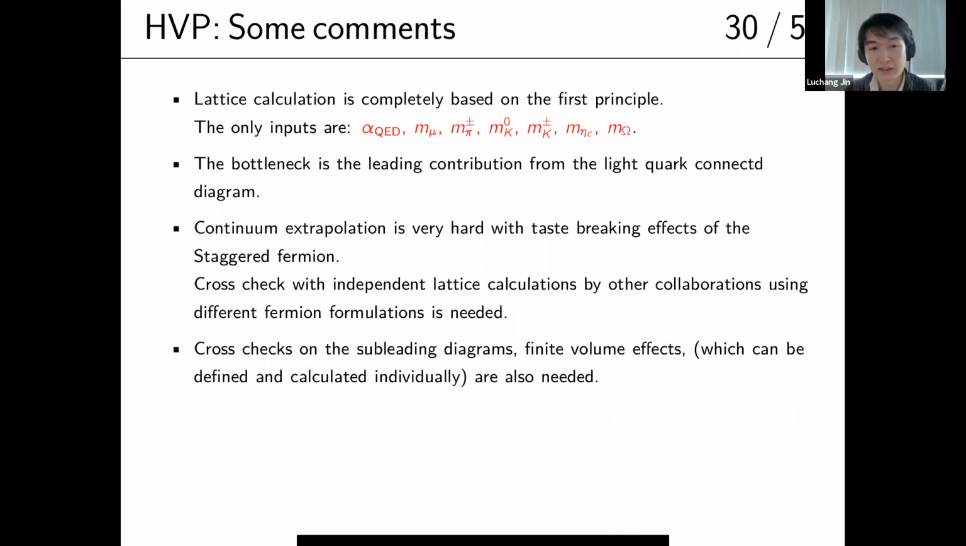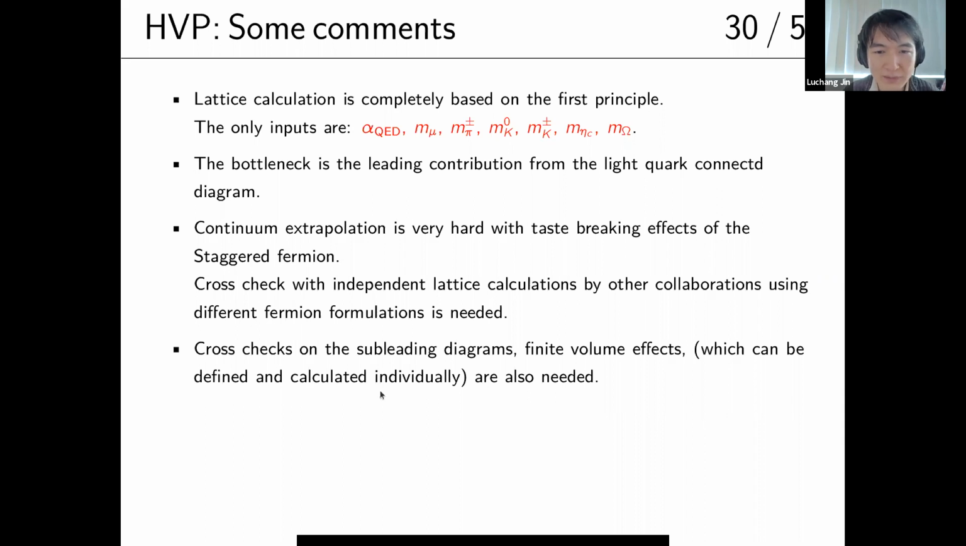The statistical error mostly comes from this part, and the systematic error is also here, which is a process of continuum extrapolation. That is very hard with taste breaking, and without taste breaking effects, it's also not very easy. So cross checks with different lattice calculations by different collaborations using different fermion formulations will be very useful to resolve those puzzles and reduce the systematics.